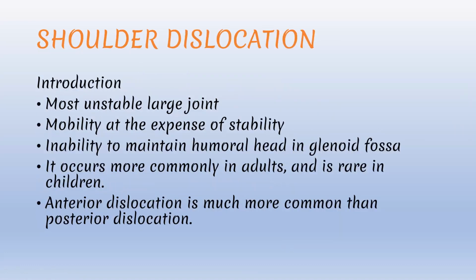Introduction. The shoulder joint is the most unstable large joint. The mobility is at the expense of stability, with inability to maintain the humeral head in the glenoid fossa. Reasons of instability are shallow glenoid, extraordinary range of motion, and vulnerability of upper limb to injury. It occurs more commonly in adults and is rare in children because the epiphyseal plate in children is weak and tends to fracture before dislocating. Anterior dislocation is much more common than posterior dislocation. We'll see why later.